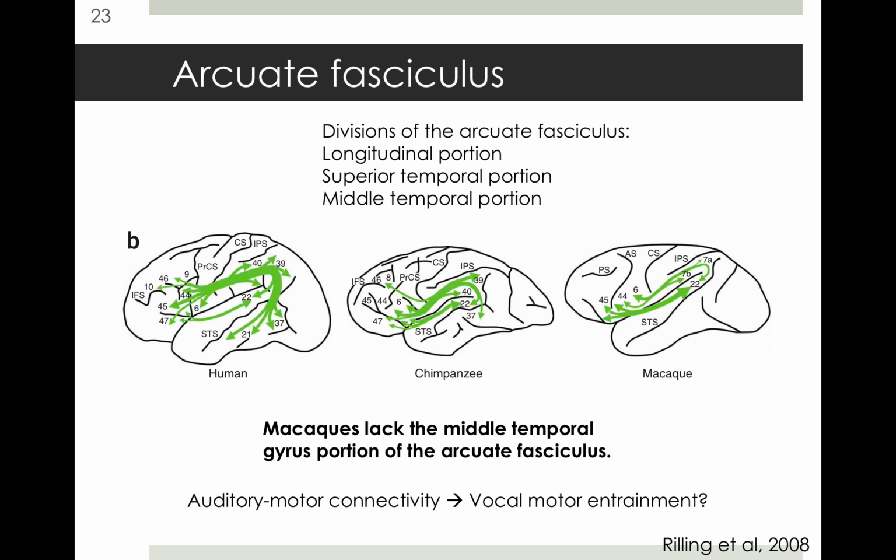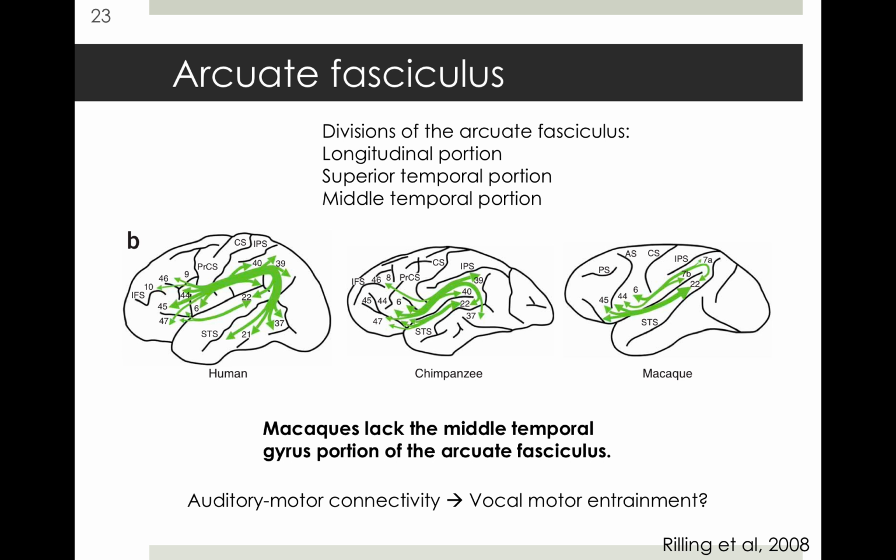They're together Broca's area, and then Wernicke's area includes generally areas 22 and 37. And so what they're seeing is that humans are actually the only ones who have this nice longitudinal portion of the arcuate fasciculus that then bifurcates into the superior temporal portion, right?